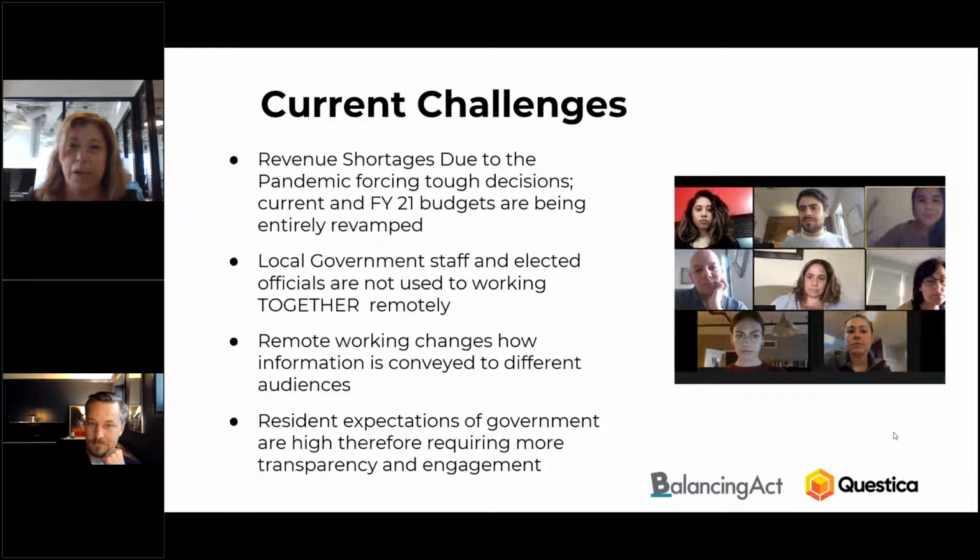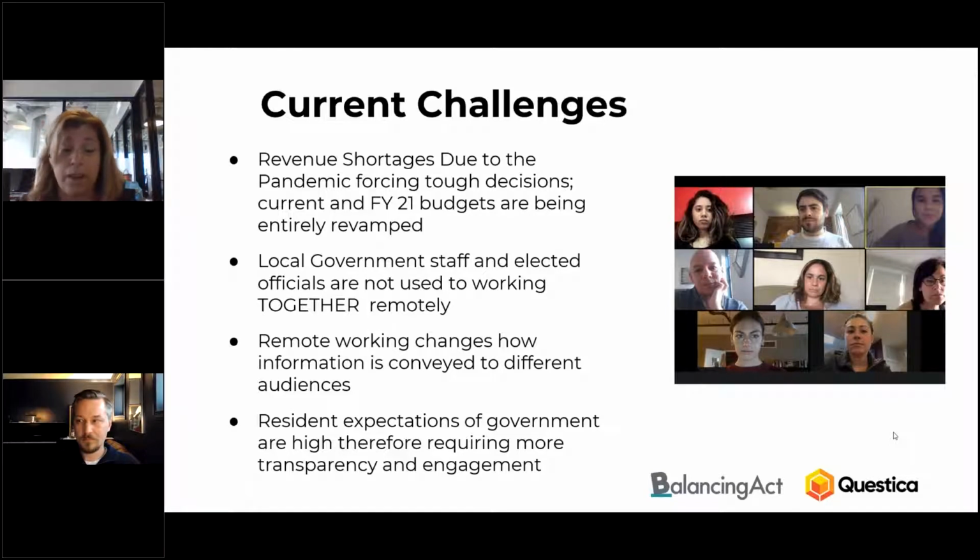Here are the current challenges. We know there are revenue shortages all the way around, and that folks are redoing their 2020 budgets and their FY 2021 budgets right now. In fact, I think James has a question about that. How many of you are in the midst of redoing your 2020 forecasts? You're working together in an entirely different way.